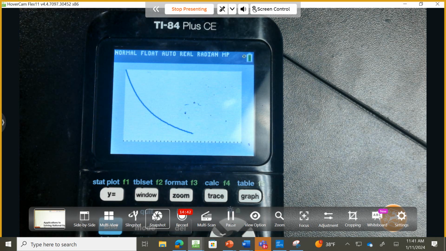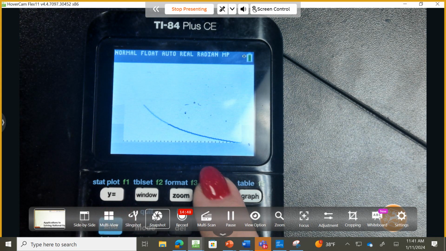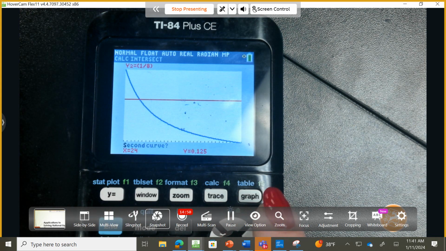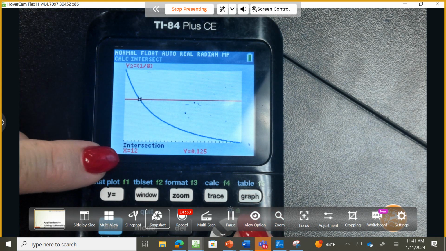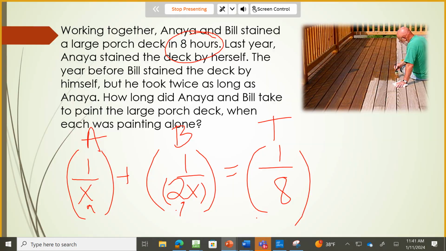I want to know where do the two functions that I've created intersect. Here's where they intersect. Second trace intersect. This is the answer. It's 12. But that still doesn't answer it for me. I need to come back to what I did. So this is what I had, and I got an answer of 12.